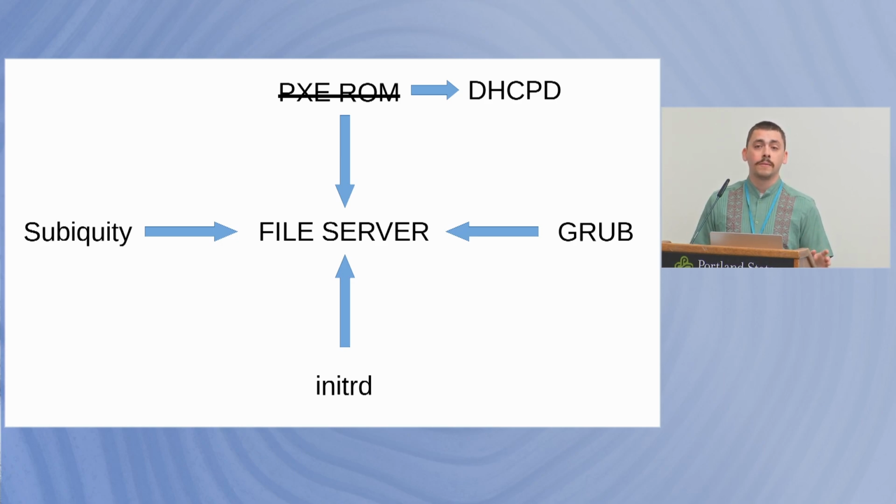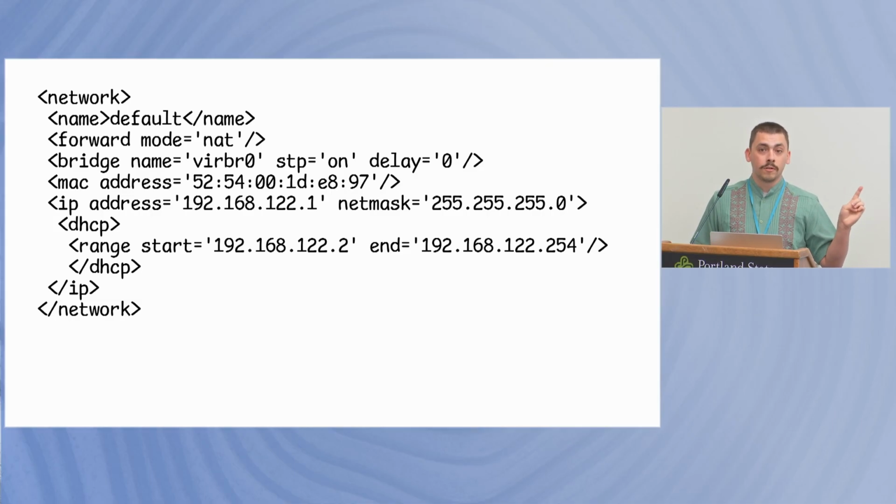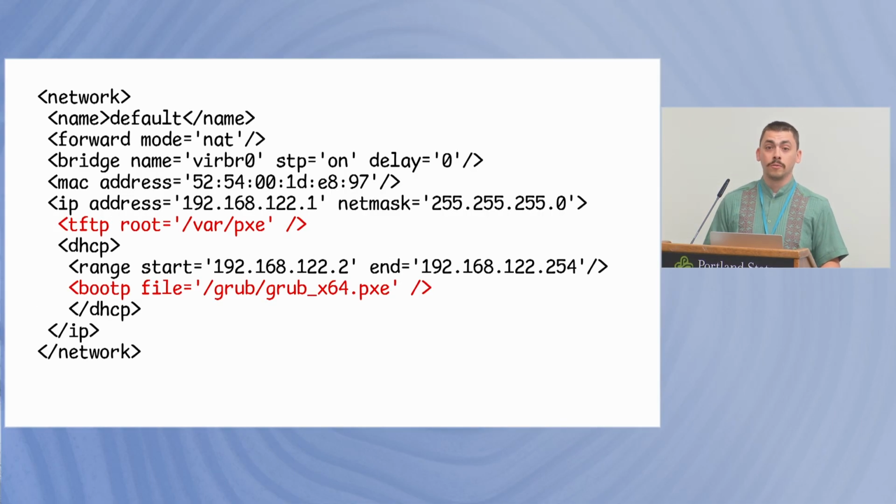If you have libvirt's default bridged NAT as part of your libvirt configuration, you will have something that looks extraordinarily similar to this in your XML. And the only thing that we need to do to this in order to get you serving the PXE files to your libvirt clients is add these two lines.